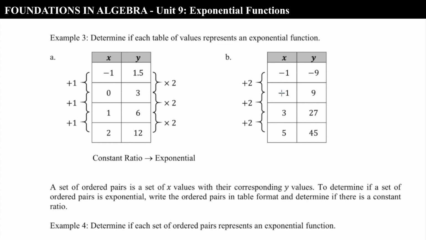So on the other side, we have 9 divided by negative 9, which gives us negative 1. So we multiply by negative 1 to get to 9. Well, what do we multiply 9 by to get to 27? Actually, it's not 2, it's 3. So another typo here. And 27 to 45 is times 5/3. Despite all the typos, either way, this is not an exponential function.